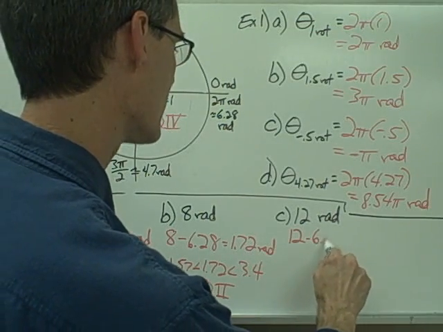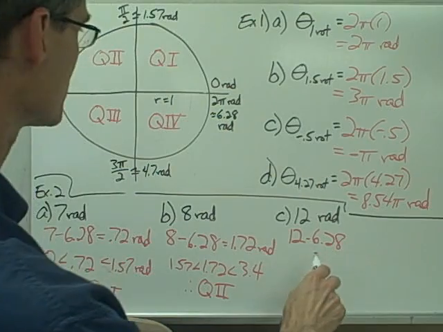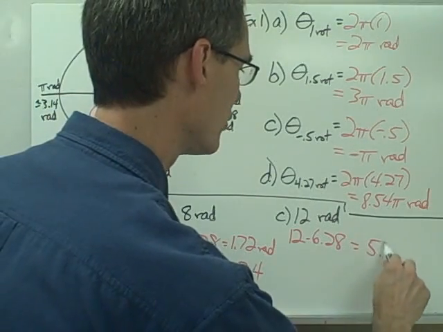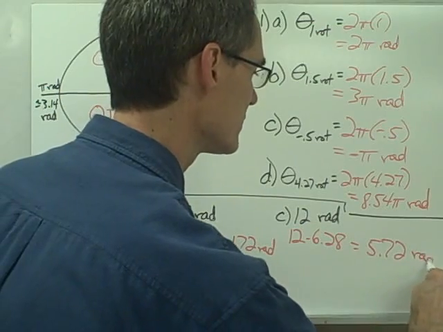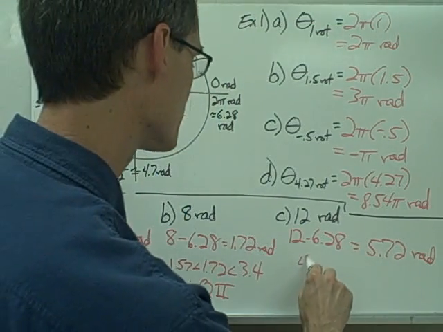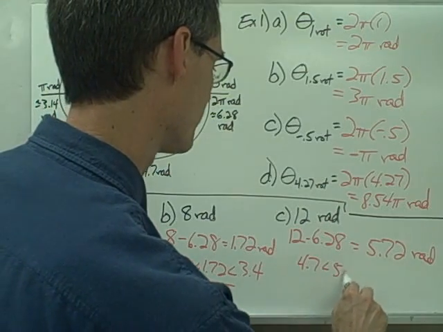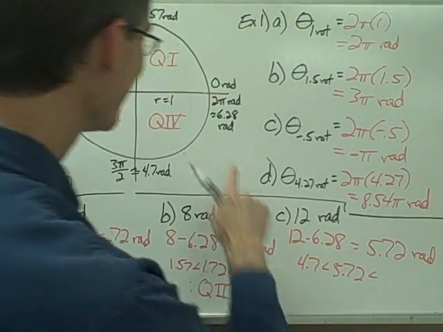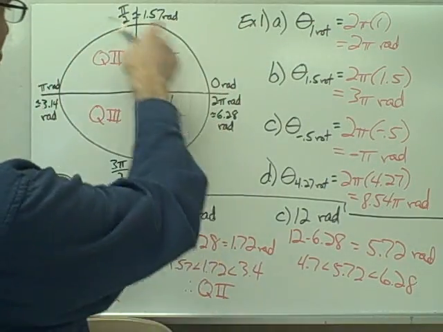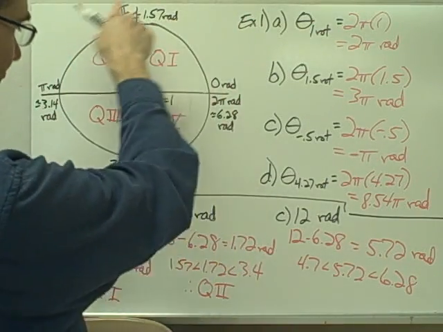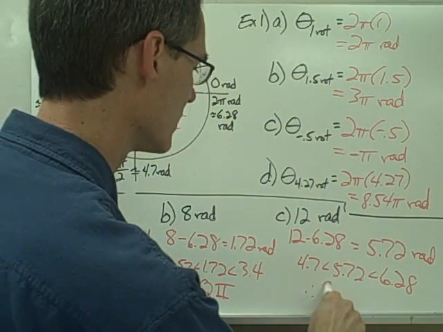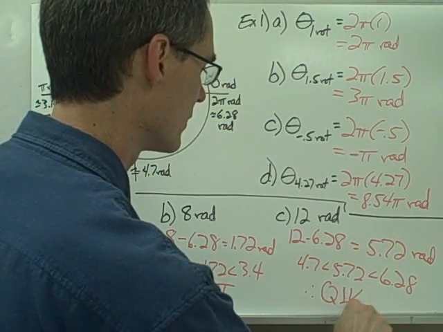12, I subtract out 1 full rotation, which is 6.28, and that gives me 5.72 radians. 5.72 radians is greater than 4.7, but it's less than 6.28. So I know that I went 1 full rotation around, and then I went almost another full rotation. Therefore, I'm in quadrant 4.